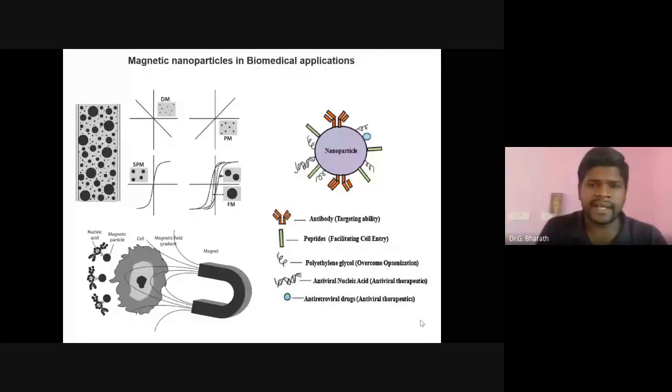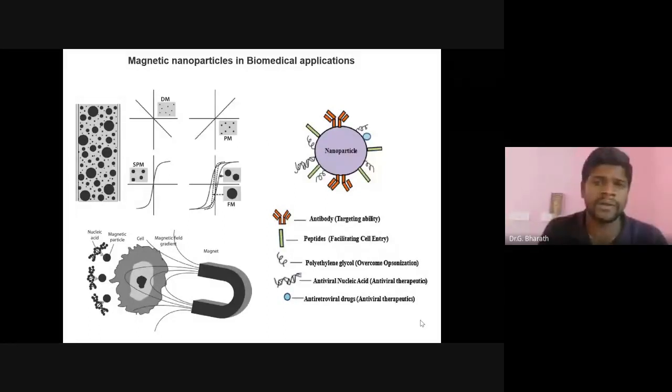And then this is the complete nanocarrier platform. When you use this material, we can directly control it by an external magnetic field, and then it is directly delivered to the particular cell lines. So the cell lines may be cancer cells or any other virus. So this is one type of application. This is how the people are using this type of application.